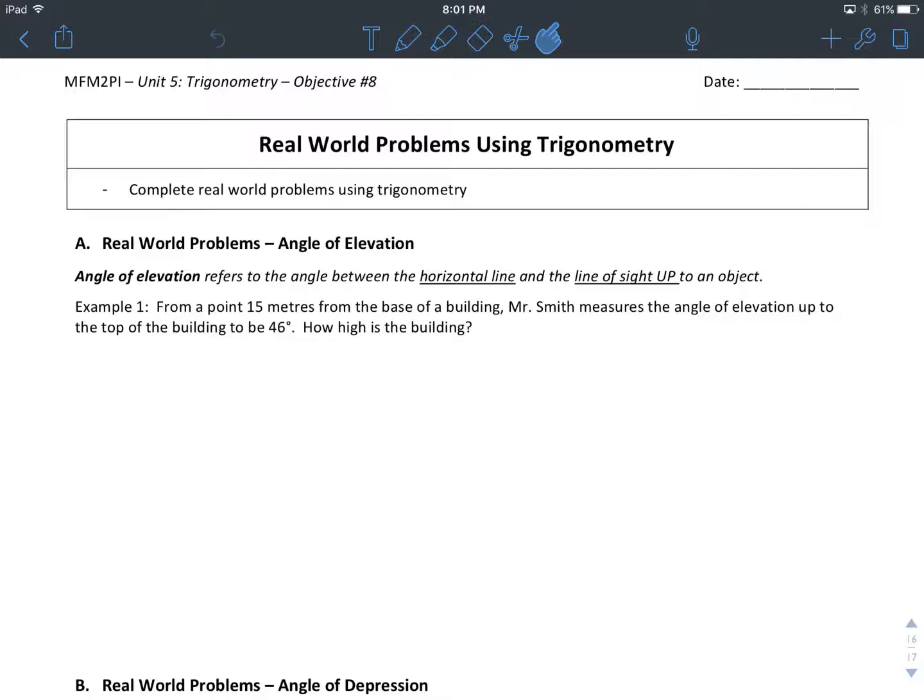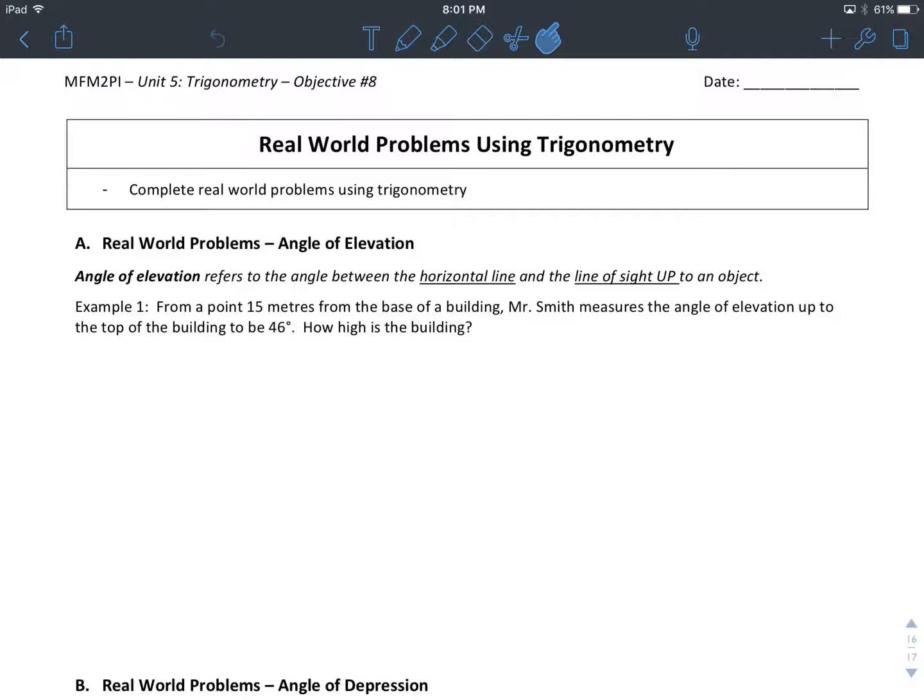So our objective today, of course, is to do some real world problems using trigonometry. We're going to look at two distinct types. The first will be angles of elevation and the second will be angles of depression. So we're going to make a real world problem, integrate it with trigonometry, and then solve for a particular piece of missing information. Let's get started.